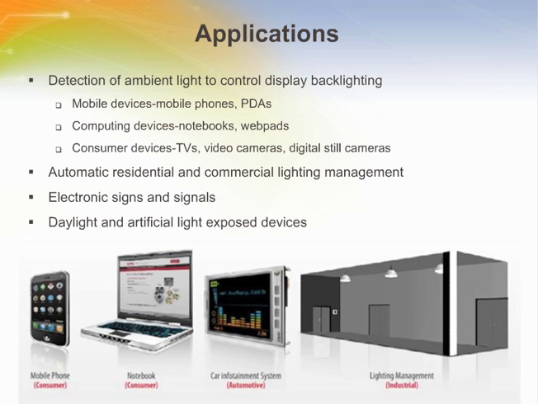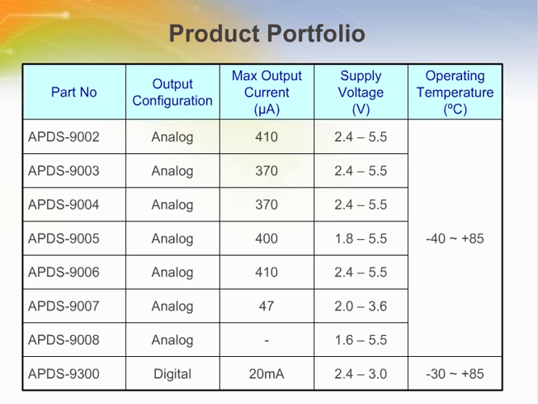Mobile appliances, such as the mobile phones and PDAs that draw heavy current from display backlighting, will benefit from incorporating these photosensor products in their designs by reducing the power consumption significantly. Here is the whole product list of ambient light sensor solutions from Avago.